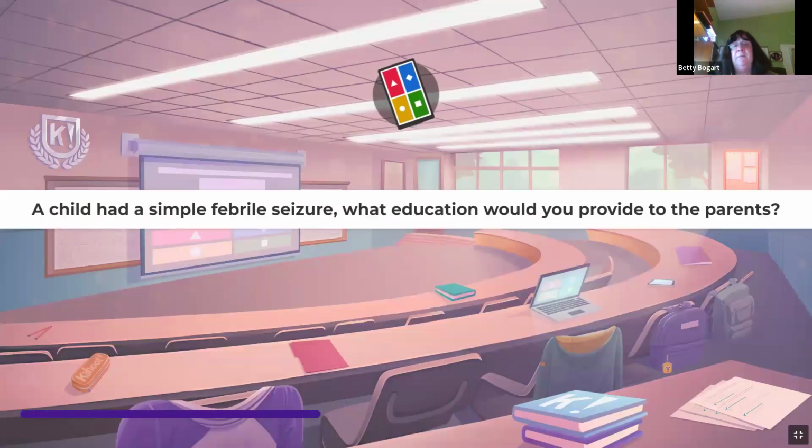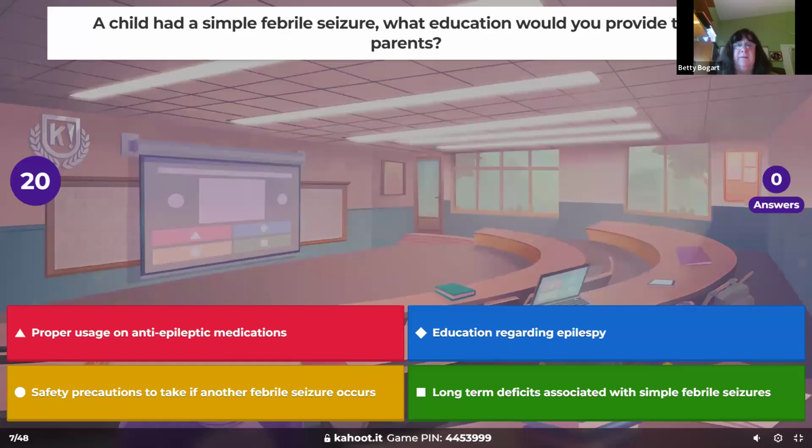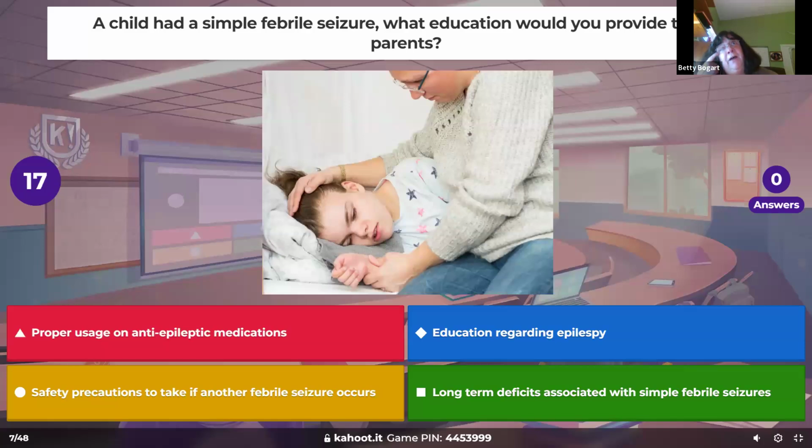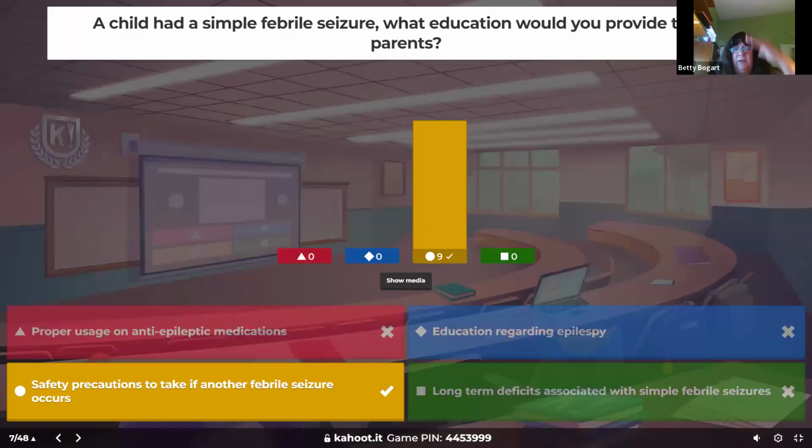A child had a simple febrile seizure. What education would you provide to parents? Now, usually febrile seizures are 6 months to 6 years and they grow out of it. And it happens because the temperature goes from normal and 20, 30 minutes later, it's 101, 102. It's called the rate of rise.